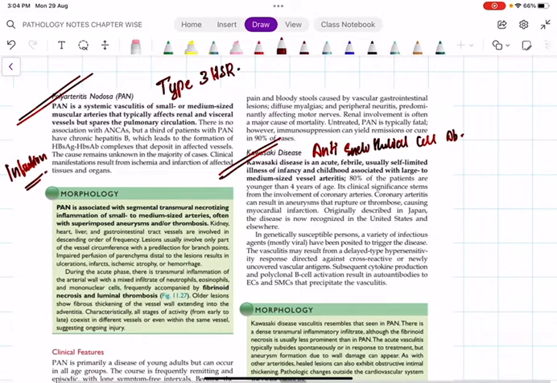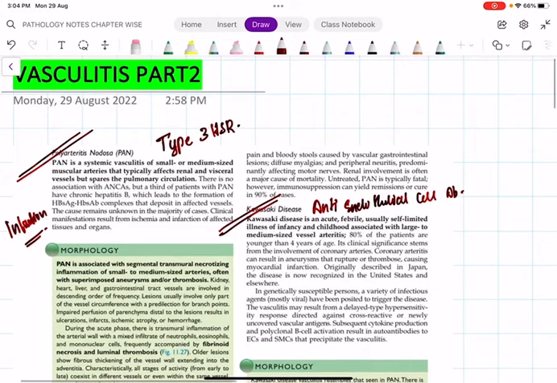What infection is most commonly associated with polyarteritis nodosa? Answer is hepatitis B surface antigen. Remember, polyarteritis nodosa has no association with ANCA. You know what is ANCA? Anti-neutrophil cytoplasmic antibodies. We have C-ANCA, P-ANCA, anti-proteinase 3 and myeloperoxidase. So remember, hepatitis B surface antigen.